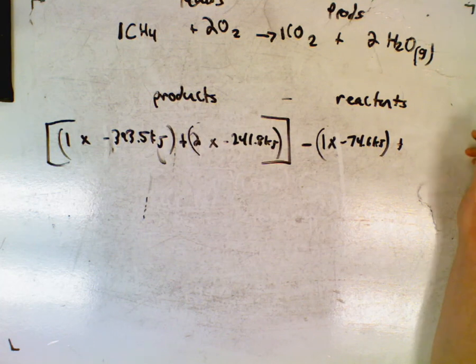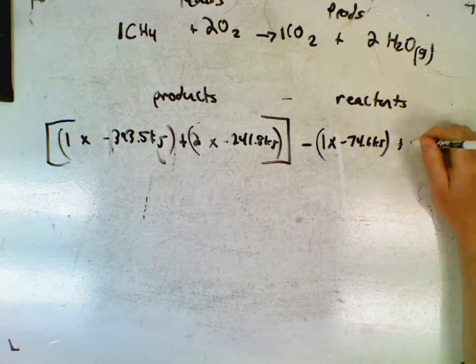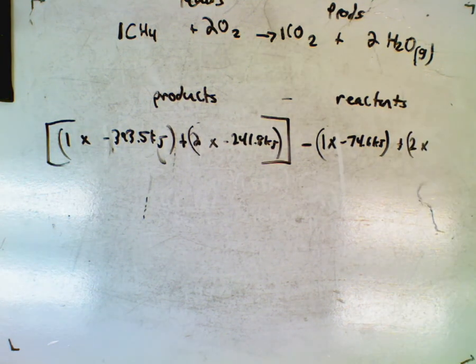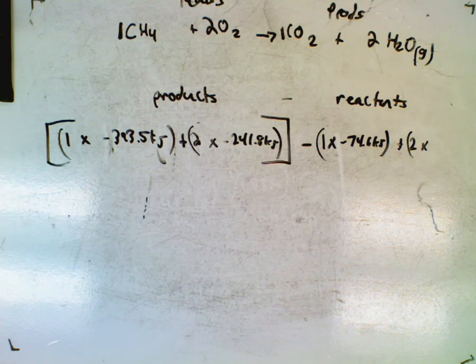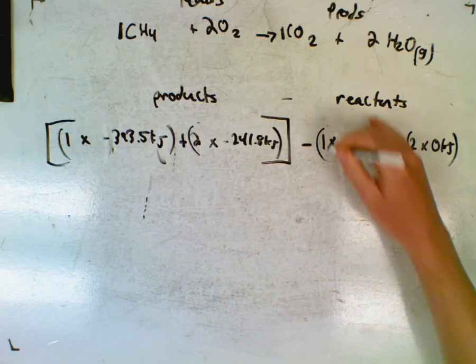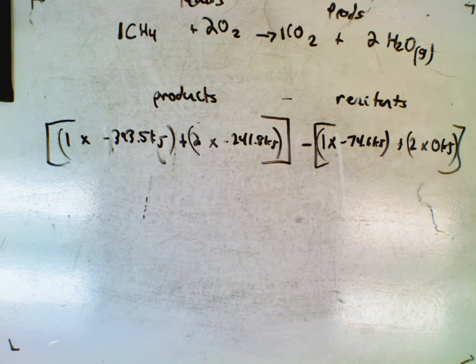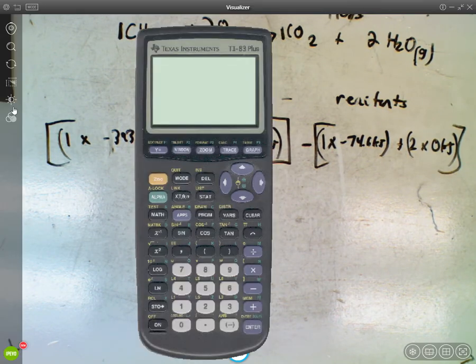Okay, and then I'm going to add that to, so I have 2 oxygens, so 2 times. And if I look up oxygen on my chart, oxygen, oxygen, oxygen. There's no oxygen, but remember that elements are given a value of 0. So if it's just oxygen with nothing else, it means it's an element. So it's given a value of 0. So I'm going to go times 0 kilojoules, and then I'll put my brackets around my reactants. Okay, now I'm ready to type this into my calculator.